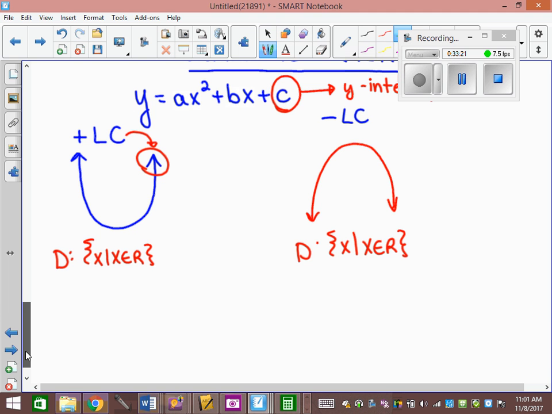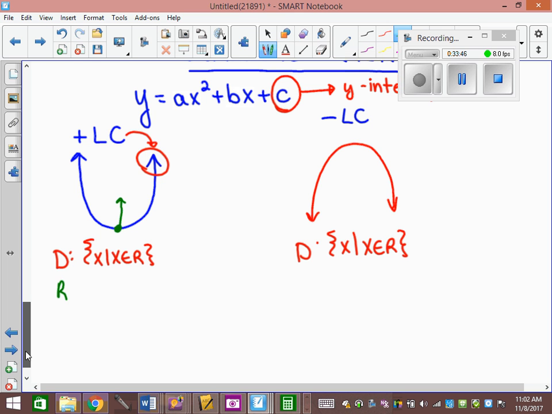Yeah. So the range of linear graphs is y ∈ ℝ, right? But quadratics, they stop. The y doesn't keep going on forever because the arrows aren't in opposite directions, right? The arrows are in the same direction. So in this case, for my range, this is the lowest it can go. So it's going to be that or more. That or more means greater.